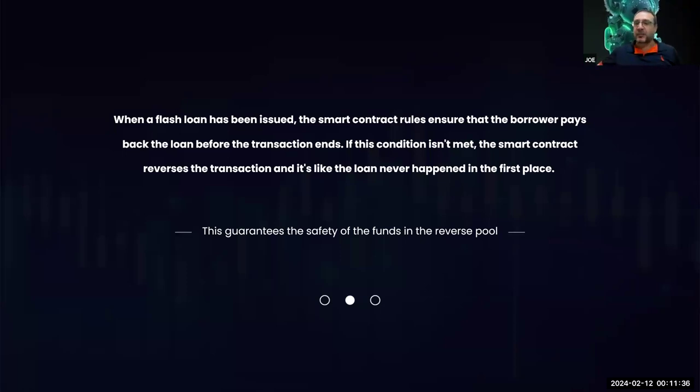Because where could you go to borrow this, unlimited funds? Where could you go to borrow funds to trade with that the banks will tell you is at extremely high risk, yet they do it every single day? So that's a flash loan.